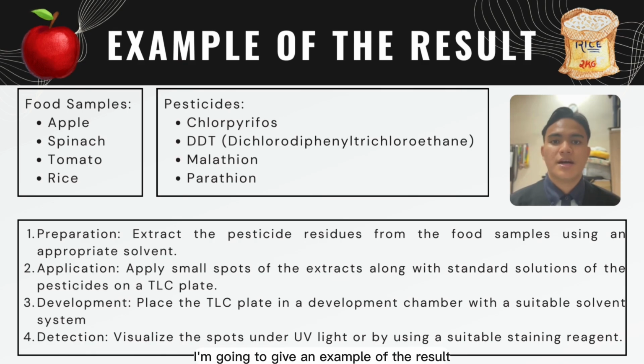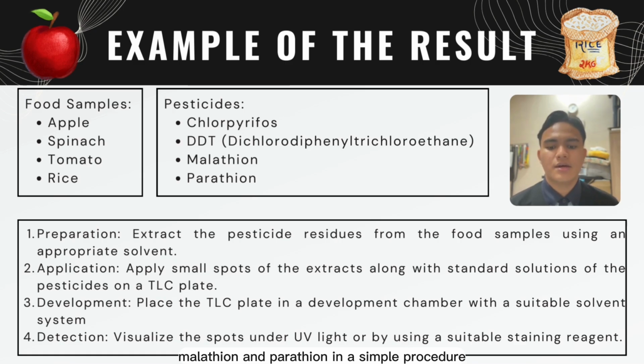So for this part, I'm going to give an example of the results we can obtain from an experiment using TLC to detect pesticides in food samples. The 4 food samples used are apple, tomato, spinach and rice. And the pesticides we want to observe are chlorpyrifos, dichlorodiphenyltrichloroethane or DDT, malathion and parathion.